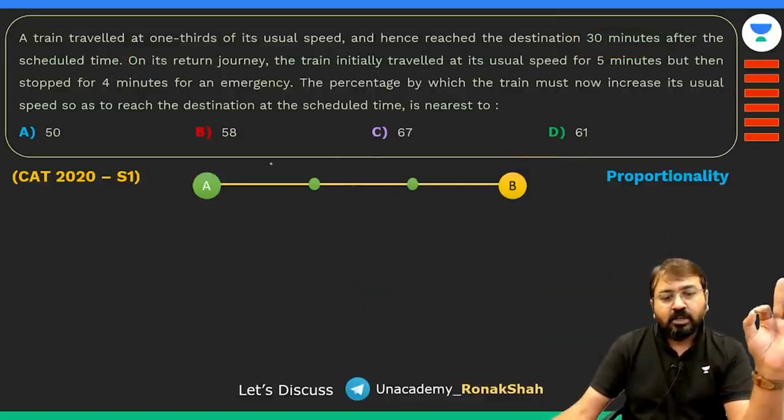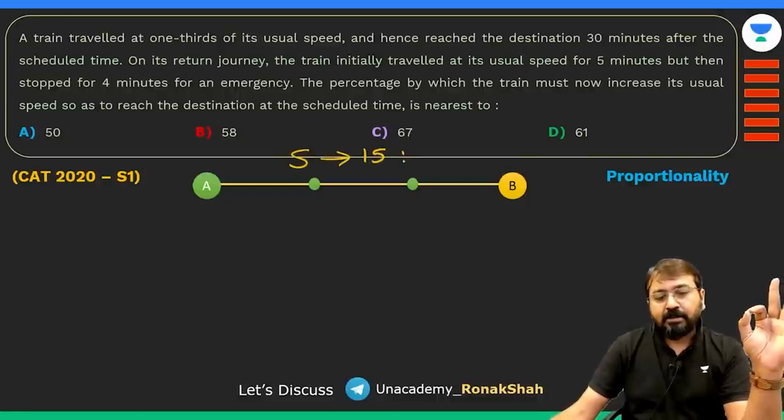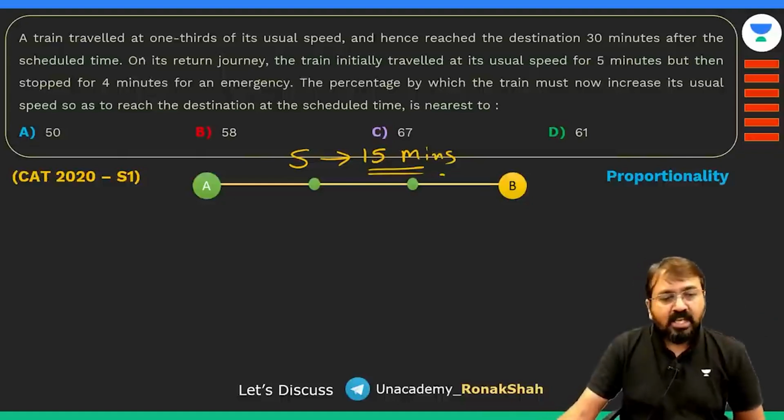So basically the train had to complete this journey in 15 minutes. Let me just write over here. Train had to complete this journey at its usual speed. It should have completed this journey in 15 minutes. That's it. This is a very simple question. Okay. Now let's read further.